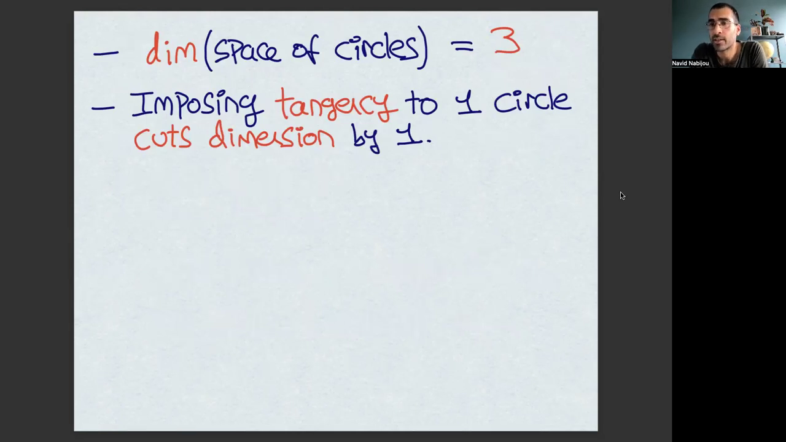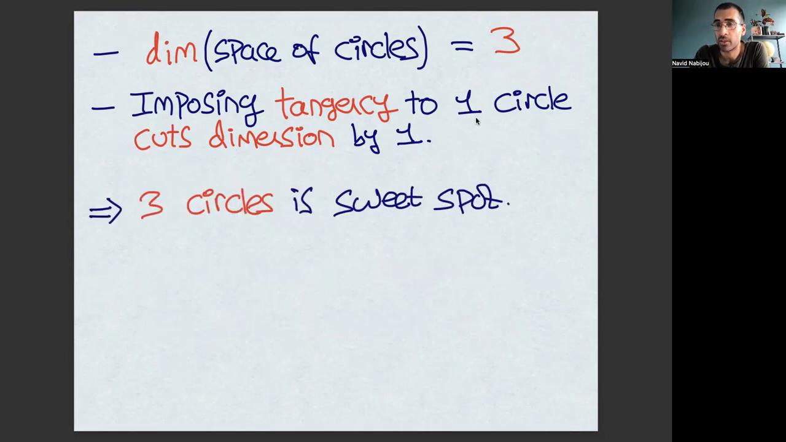And now what are we doing with this problem with the tangencies? Well, we're fixing some circle and we're imposing tangency to it, right? So every time that I say that I only want to look at those circles tangent to my given circle, I'm cutting down this space of circles. I'm going to something smaller. And every time I do this, I'm cutting down the dimension by 1, okay? And for this reason, 3 is the sweet spot. So if I impose tangency to 3 circles, then I go from a 3-dimensional space, first to a 2-dimensional space, then to a 1-dimensional space, and finally to a 0-dimensional space.